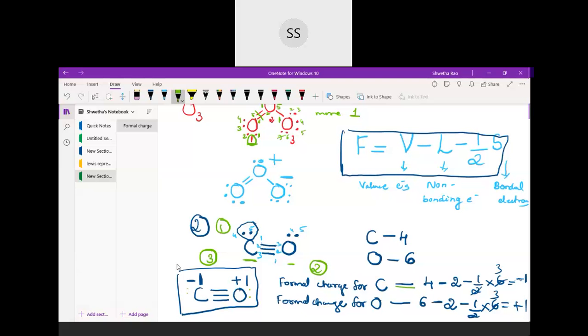And then formal charge for the oxygen. Again use the same formula. Valence electron is 6. So 6 minus non-bonded electrons are 2. So minus 2 I have written, and then minus half into shared pair of electron. That is again 6. Okay. So you calculate this, you will get plus 1. Then assign plus 1 charge.